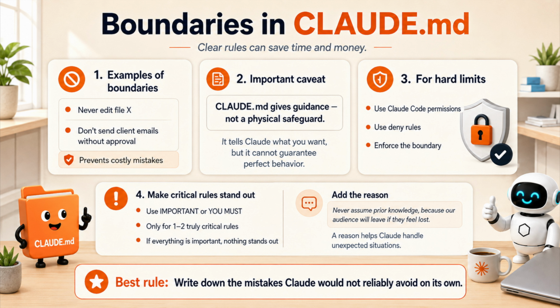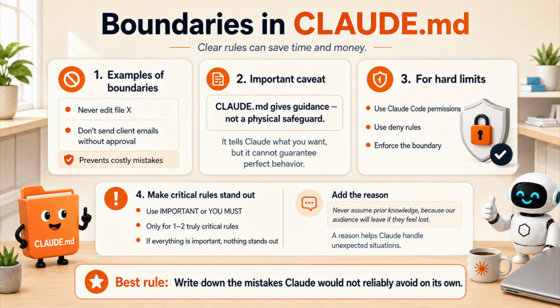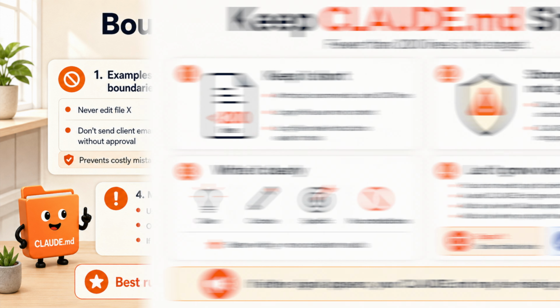If Claude Code genuinely must never read or change something, don't rely only on a sentence in this file. Use Claude Code's permissions and deny rules to enforce that boundary. For a rule you really cannot afford to have missed, you can also make it easy to spot by writing "important" or "you must" in front of it, but use that sparingly. If everything is marked important, nothing stands out. And when a rule isn't obvious, add a short explanation of why it exists. For example, never assume prior knowledge because our audience will leave if they feel lost.